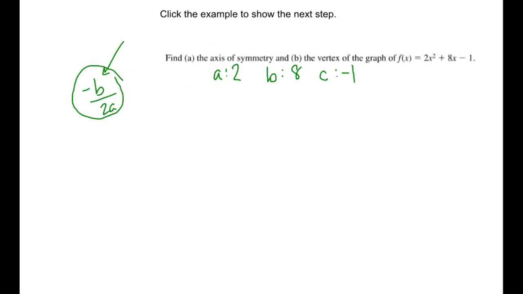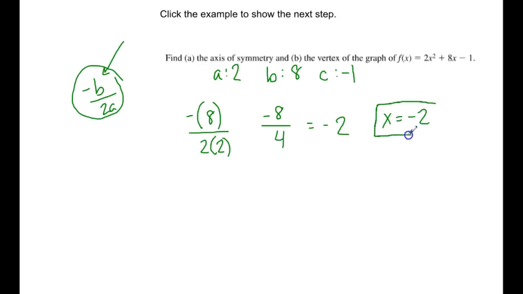So now let's go ahead and substitute. I've got a negative, and my b was 8 over 2, and my a was 2. I always want to use parentheses when I'm substituting so I don't lose any negative signs. Now I can simplify. So I've got negative 8 over 4, which simplifies into negative 2. So this value right here is my axis of symmetry. My axis of symmetry is x equals negative 2. Whenever I write my axis of symmetry, it is a line, so it needs to be written as such. I can't just write negative 2 as the axis because it's x equals negative 2. So this right here is my axis of symmetry.